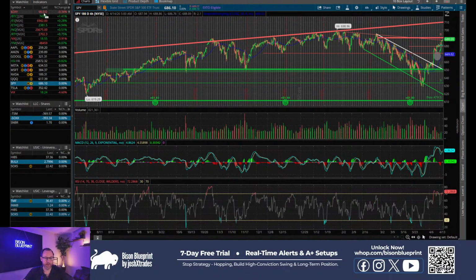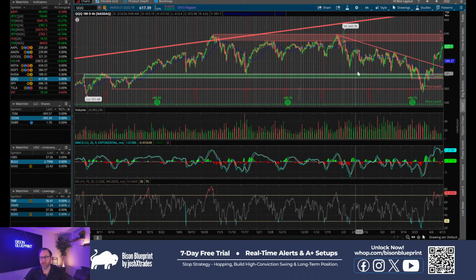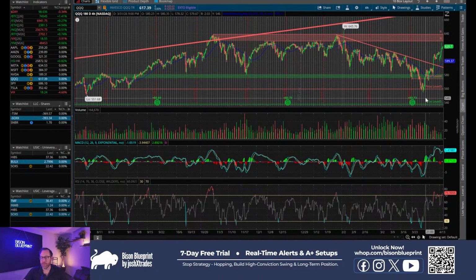So let's take a look at a couple other things here. We'll take a look at the QQQ. Similar setup here, broke down to about 555, and coming into this area of resistance and high volume around 630 to 640. So expecting some resistance there. We would probably see this come down and retest 590 or so.